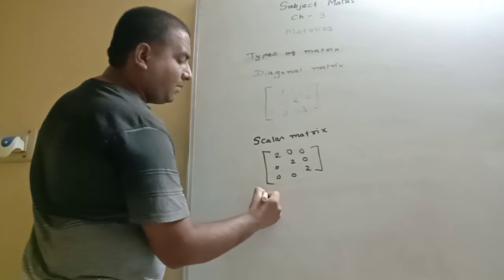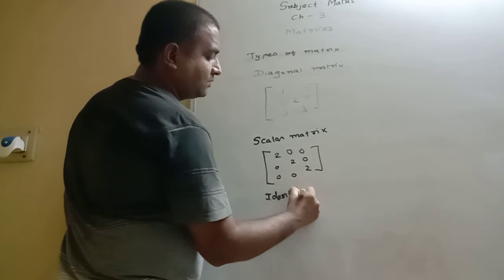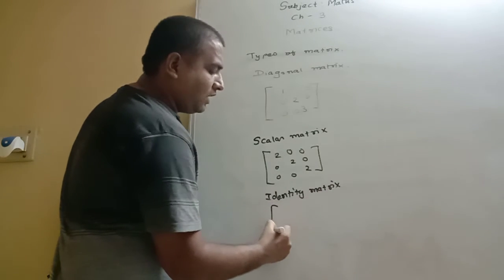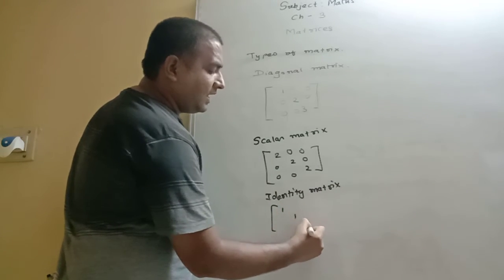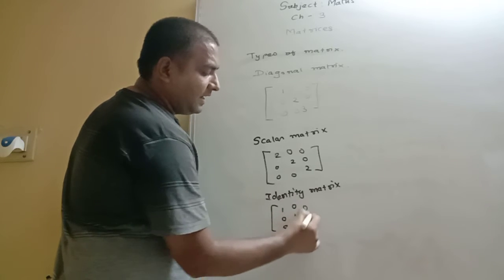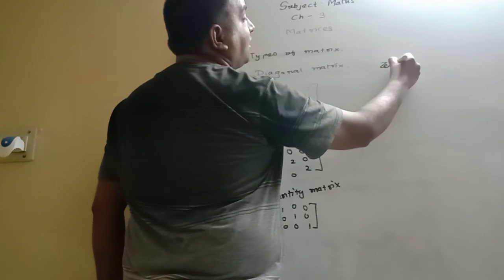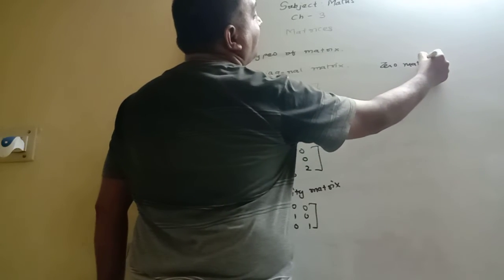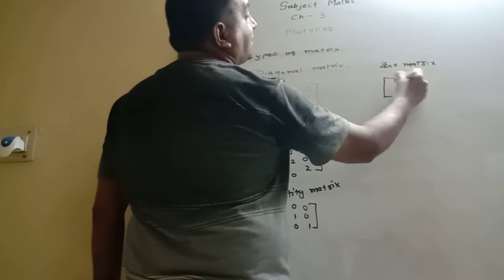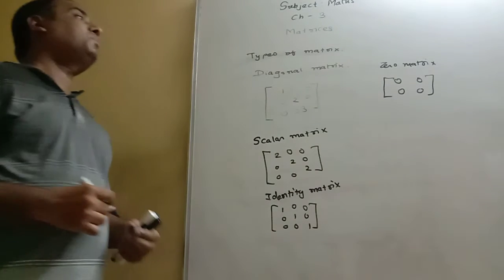The identity matrix. Any matrix which has diagonal entries equal to the identity element 1, and the rest 0, is called an identity matrix. And the zero matrix means a matrix which has all the entries 0, it is called a zero matrix.